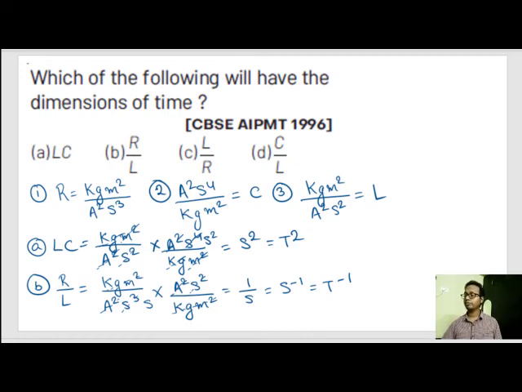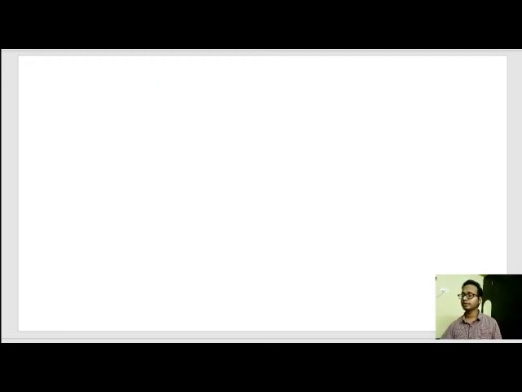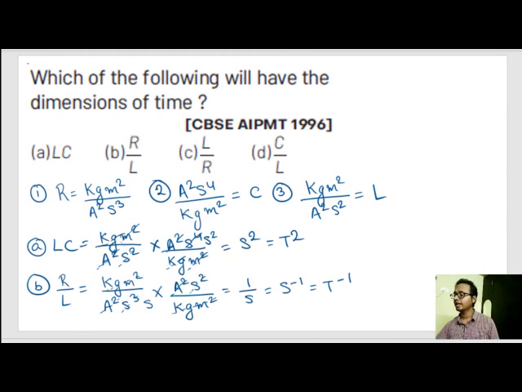So from options B and C, R by L is equal to seconds to the power minus 1, that is 1 by s. If we reverse it, in option C, L by R would be s, or seconds, which is equal to time. So option C is the correct option. Let's look at the next question.